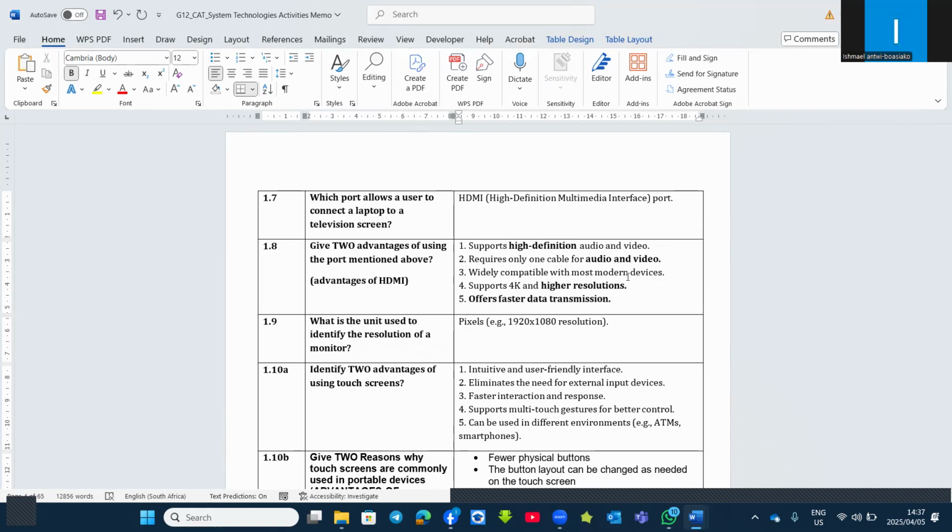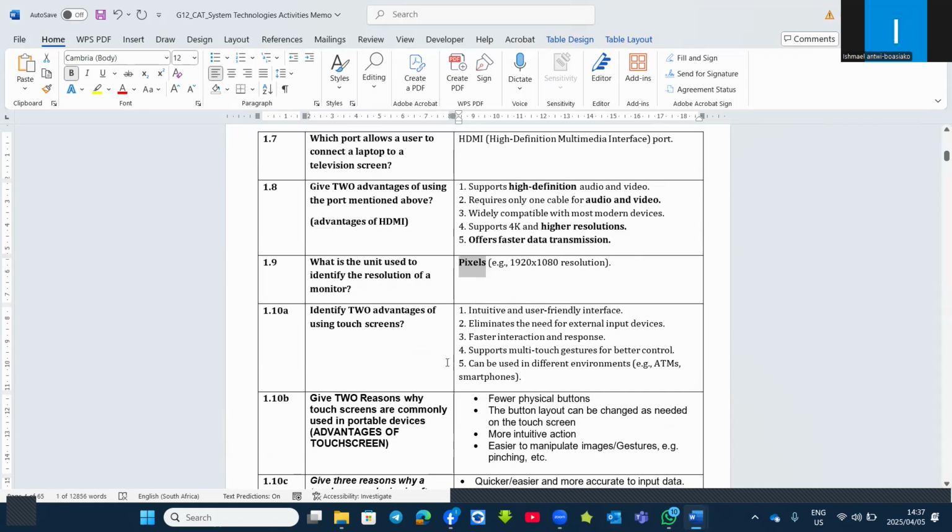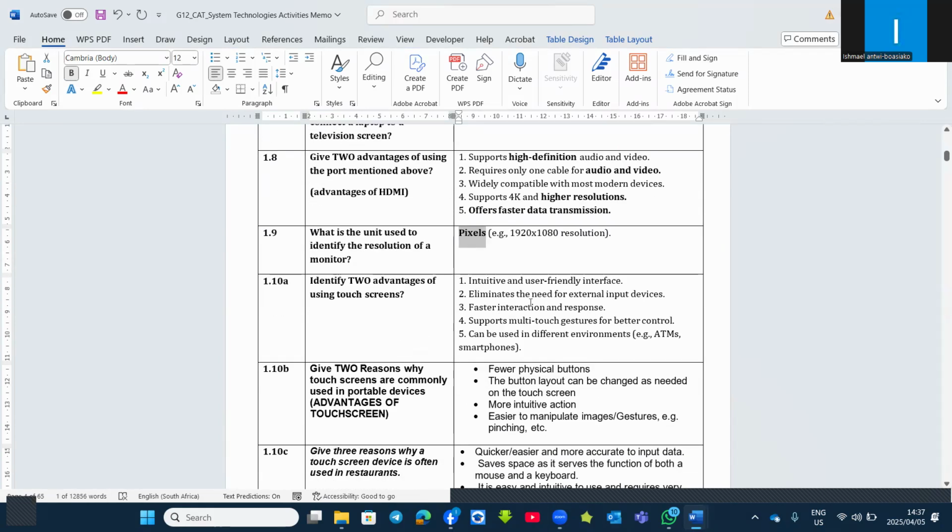Right, the next question, what is the unit used to identify the resolution of a monitor? The unit is pixels. That's the resolution. And then identify two advantages of a touch screen. Now when you are using touch screen, what are the advantages? One, intuitive and user-friendly, eliminates the need for extra input devices, faster interaction and response, supports multi-touch gestures for better control, and then can be used in different environments, that is ATM, smartphones, and others.